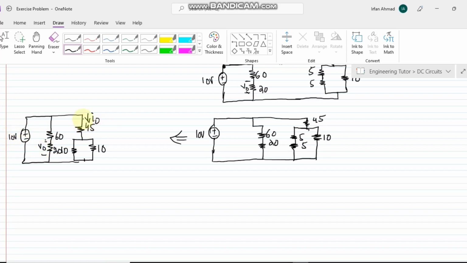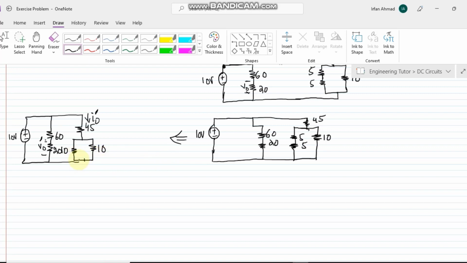What we have to find out is the value of I naught, and let me call it I naught prime, and this is V naught prime. Okay, so we have to find out the values of I naught prime and V naught prime, and these are the two resistors, and the parallel combination of two same resistors will be half of one of them.